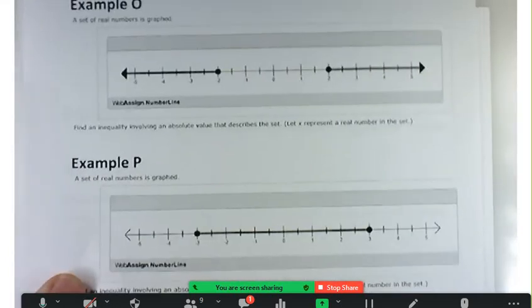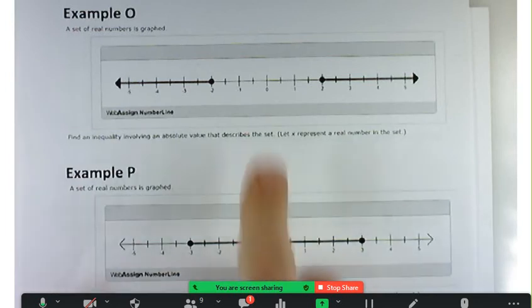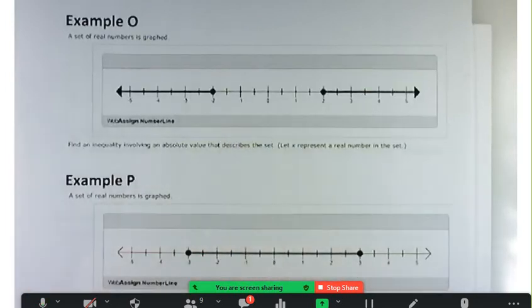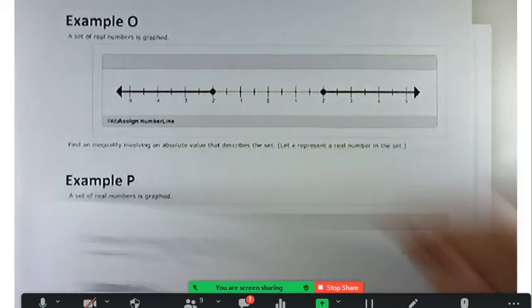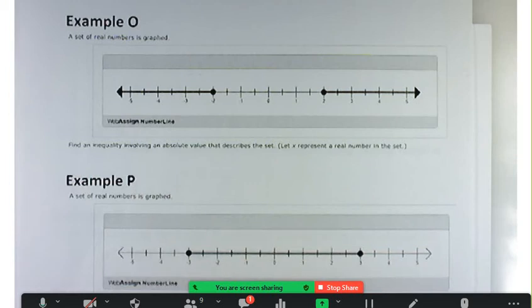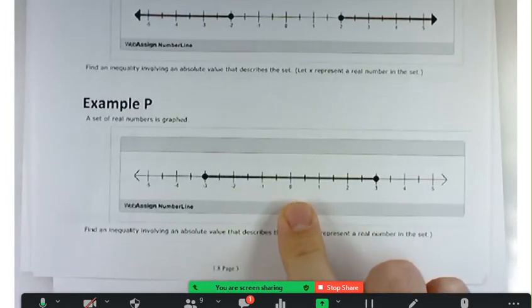Let's take a look at this first one here, what I called example O. First question to you, is this an absolute value less than case or absolute value greater than case? Greater than case. And what's it greater than? 2. Yeah, this is just the absolute value of x is greater than 2. So, nice. How about this one down here?